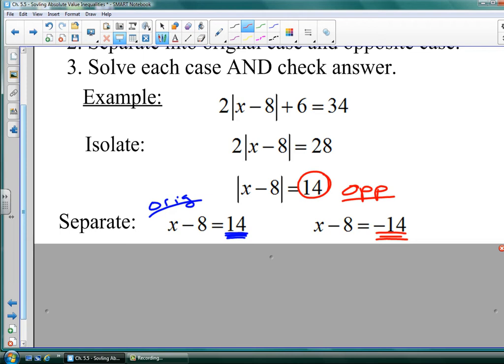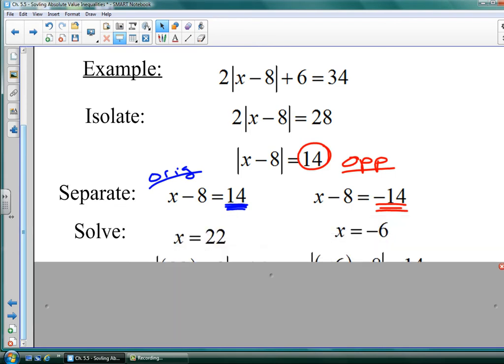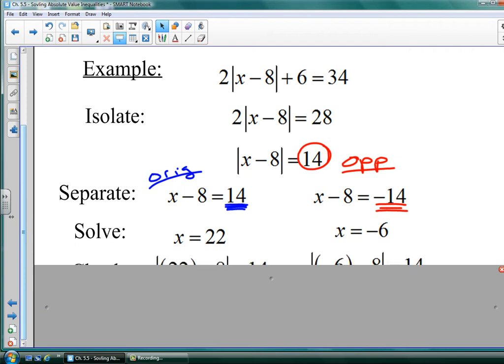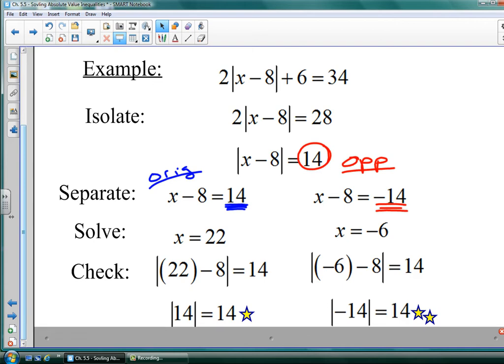Okay? So, just like all absolute value equations, we're going to solve both parts of this. We solve both parts by adding 8 to both sides, because it's the additive inverse, and we get x equals 22, and x is equal to -6. Now that we have both of those, we could check them, plug them in, and when you plug them in and check, it checks.